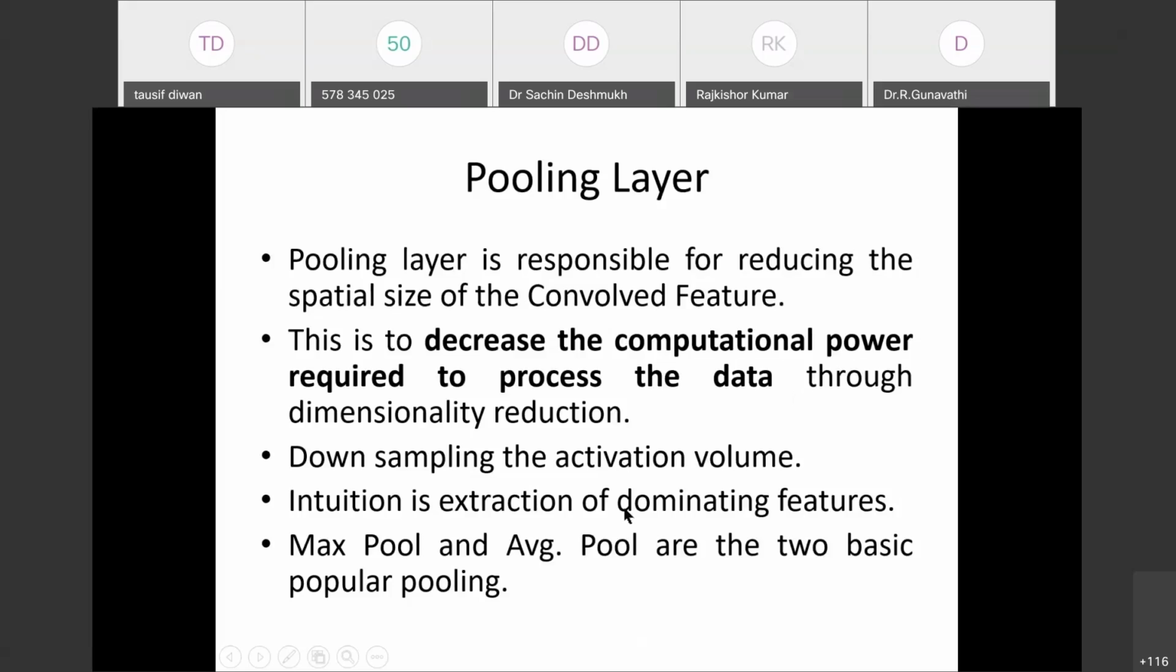In pooling, basically 2 types are there: max pooling and average pooling. In max pooling, we just take the maximum and neglect all the other values. In average pooling, we take the average. It is used for reducing the size of the input volume. Let's look at an example of max pooling.